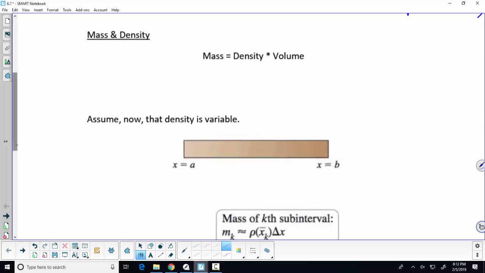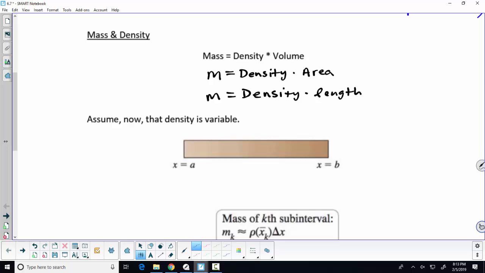Okay, first thing we're looking at is mass and density. In general, mass is density times volume. Primarily in these problems, though, we're not talking about a volume because we're talking about a linear measurement, so we don't have volume. But depending on the context, mass is density times area, or we can consider it density times length. It really depends on the situation. Primarily, we're focusing on density times length.